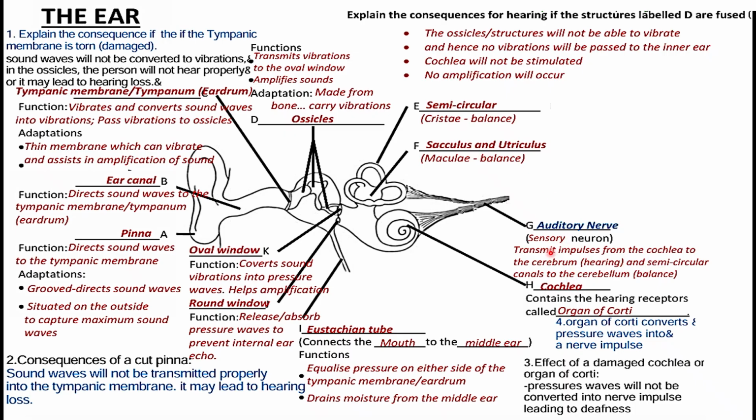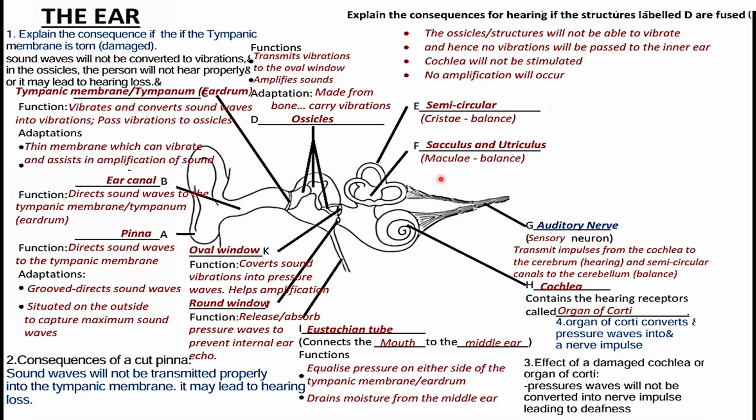The auditory nerve will transmit impulses from the semicircular canals you see here, and then it will take it straight to the cerebellum. You see here, we don't have the cerebrum. The cerebrum is for hearing, but this time, if the impulse is coming from the semicircular canal, it goes through the auditory nerve, enters the brain, and goes to the cerebellum, because the cerebellum is responsible for maintaining balance.